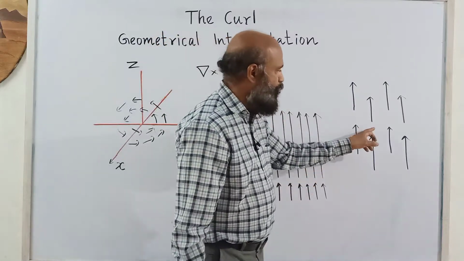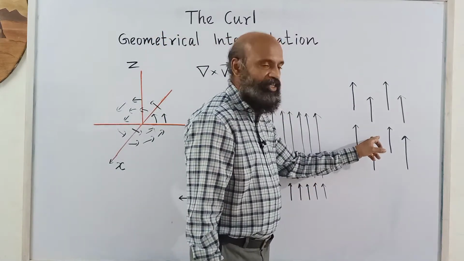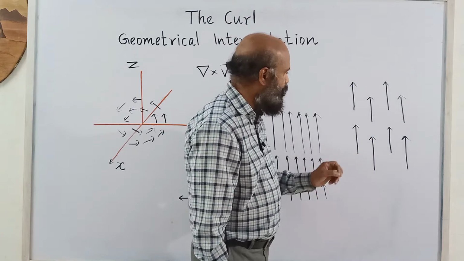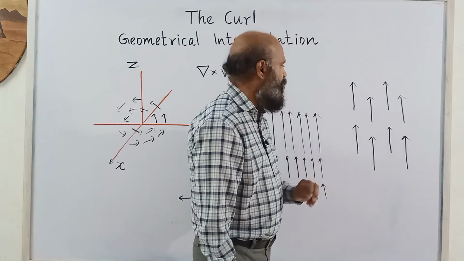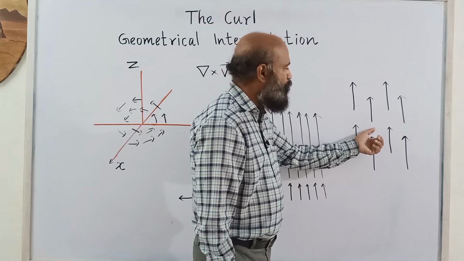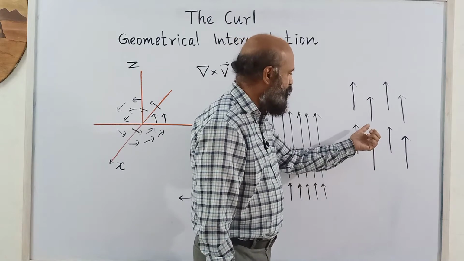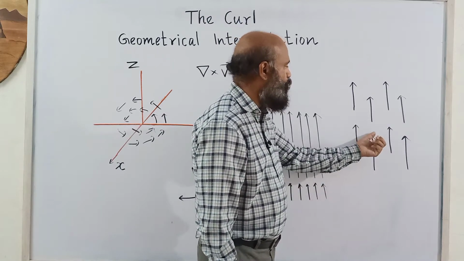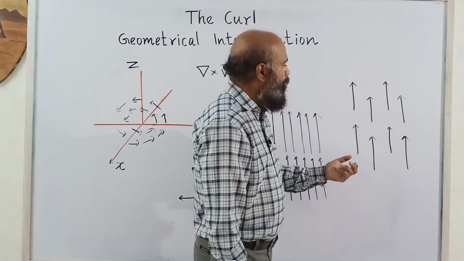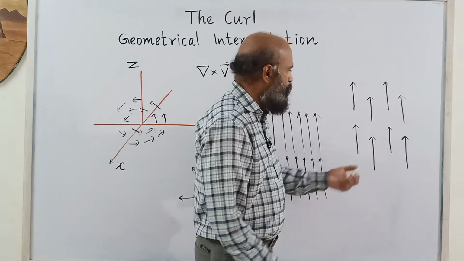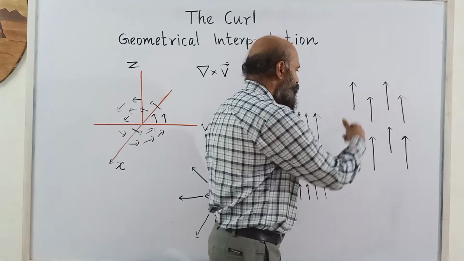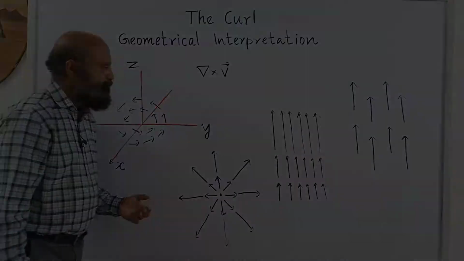In my last video, while taking this, one place I have made a mistake. I told for this negative divergence. So you note down, it is not negative, it is 0 divergence for this. Then curl also 0, because there is no rotation about a particular point.